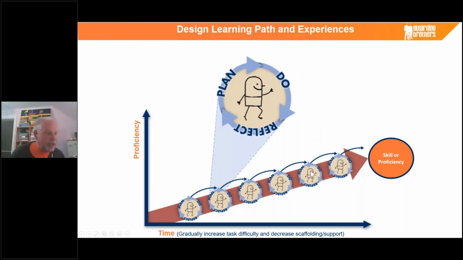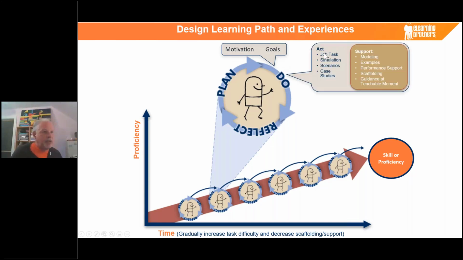And then we support that. How do we support that? Well, we make sure we tie into their motivation and goals. This is a summary basically of all the stuff we've talked about. They have to do something. They act on the job. It could be the task, it could be a simulation, it could be scenarios. We support that with modeling, examples, performance support, scaffolding, giving them a lot of support at the beginning, and then taking that support away as they need it. Guidance at the teachable moment.